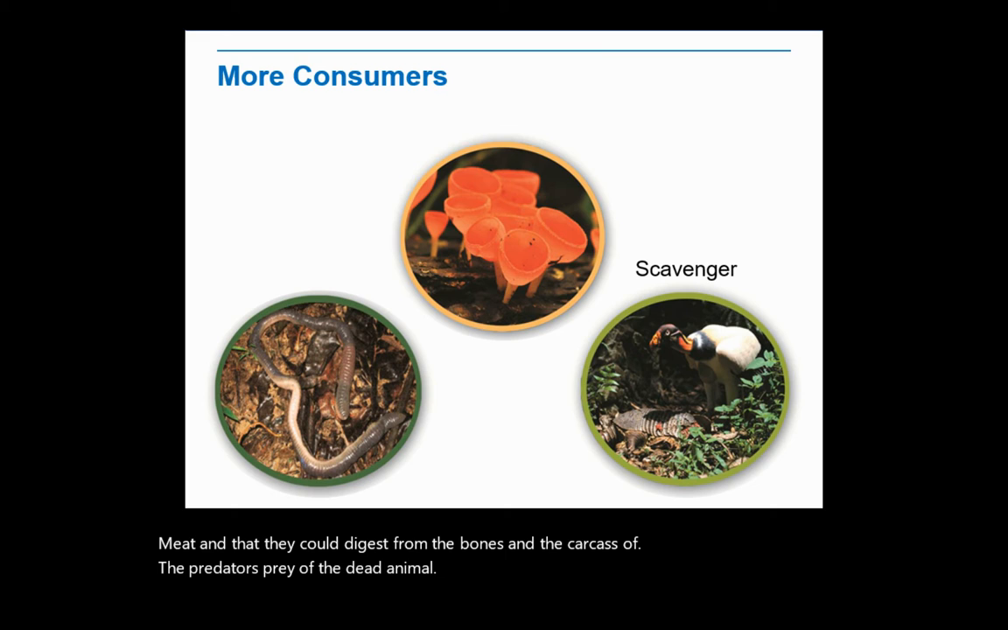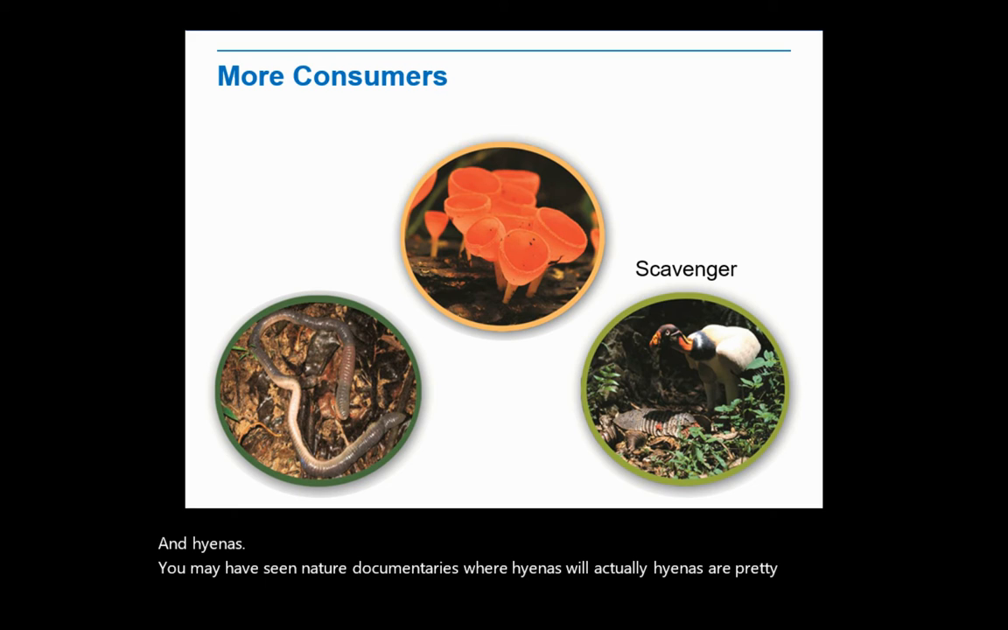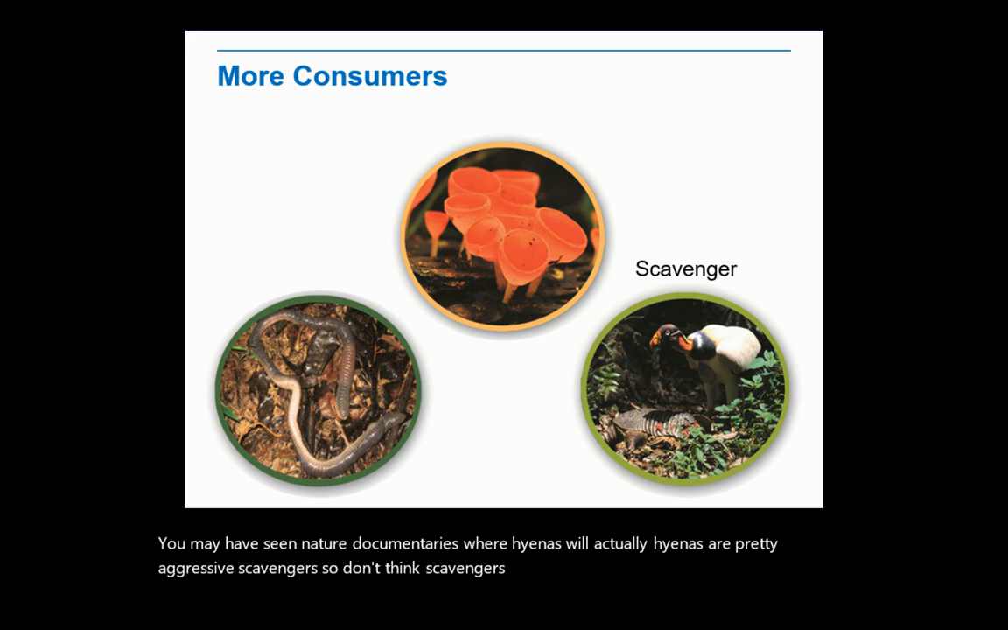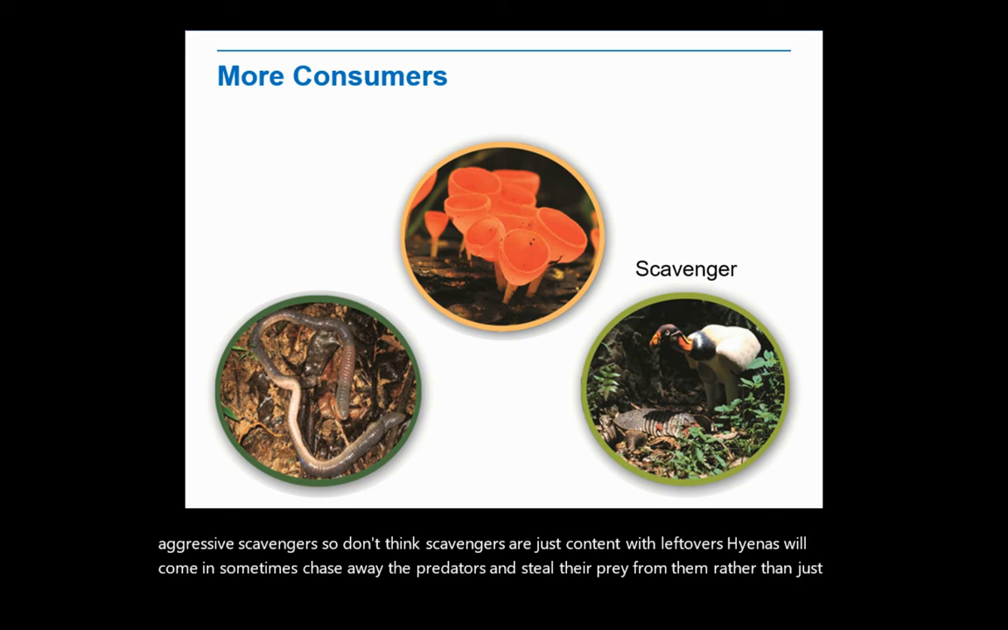Other examples of scavengers are things like flies and hyenas. Okay, you may have seen nature documentaries where hyenas are pretty aggressive scavengers, so don't think scavengers are just content with leftovers. Hyenas will come and sometimes chase away the predators and steal their prey from them rather than just eating the leftovers.